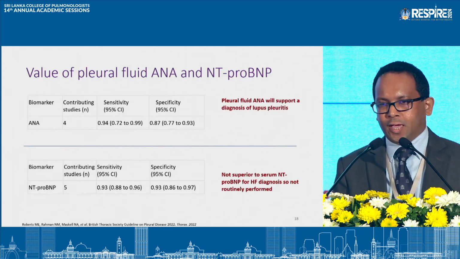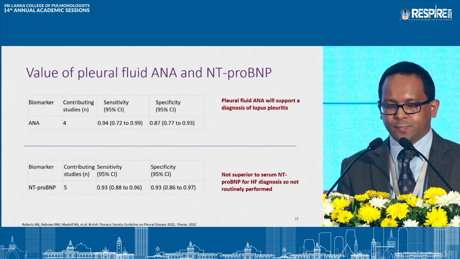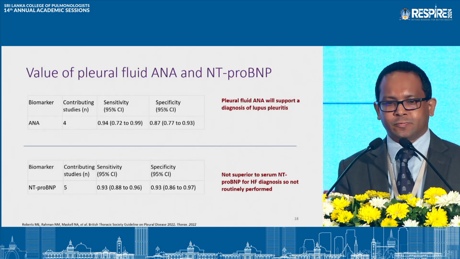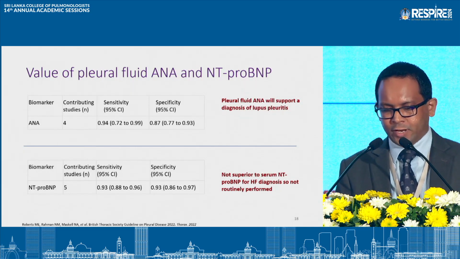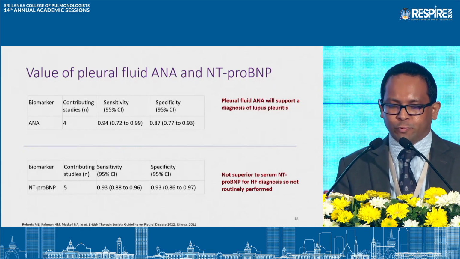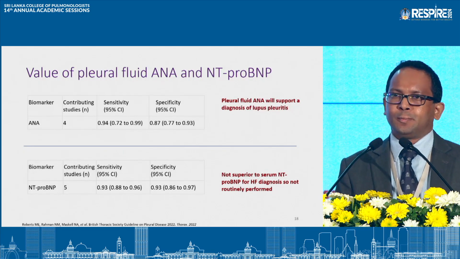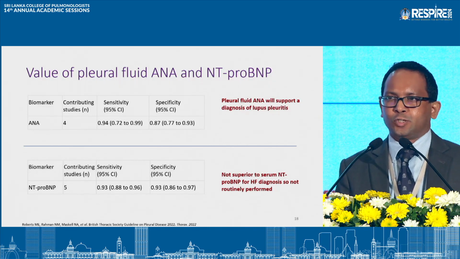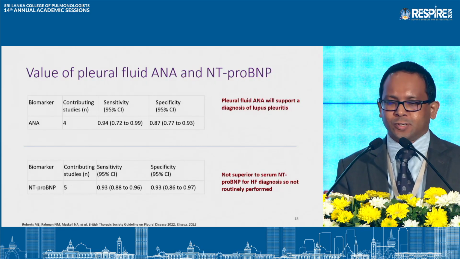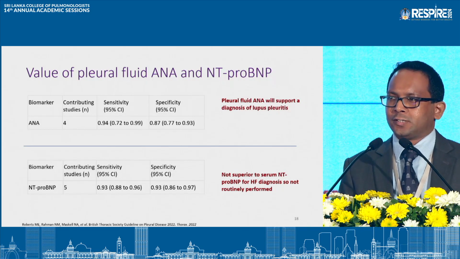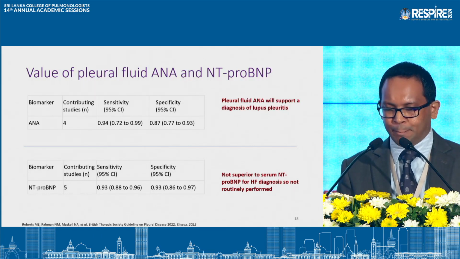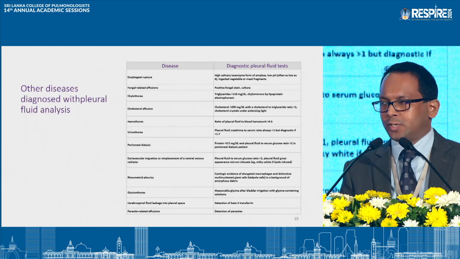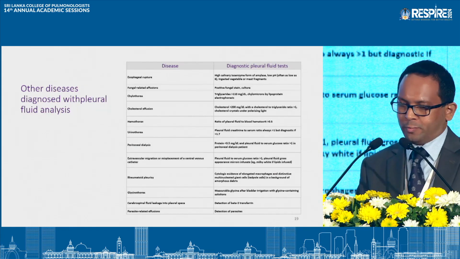Pleural fluid ANA, antinuclear antibody positivity, supports a diagnosis of lupus pleuritis, so may be useful in specific situations. In heart failure, both pleural fluid N-terminal pro-BNP and serum N-terminal pro-BNP are elevated, and there is no advantage to using pleural fluid. So you can just go ahead with clinical factors, echocardiogram, and if necessary, serum BNP rather than pleural fluid. And there are a few other diseases that can be confidently diagnosed with pleural fluid biomarkers as well, but we won't go into detail.